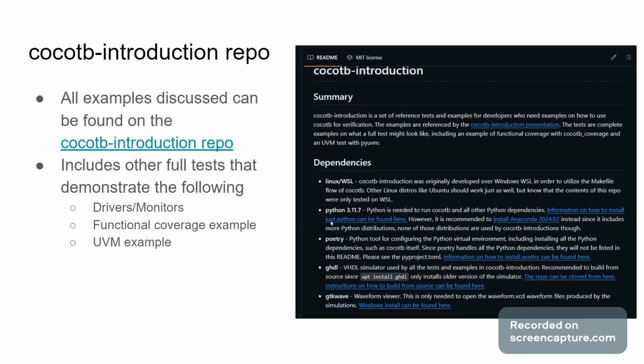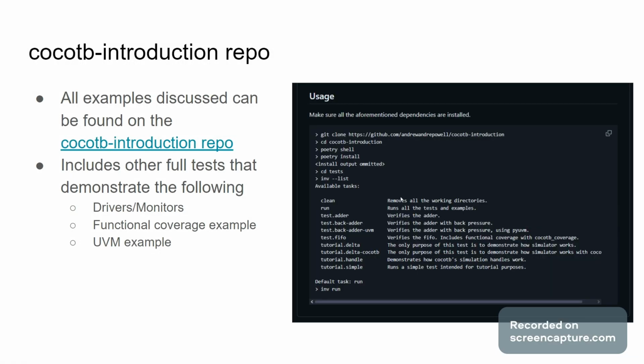I use Python 3.11.7, so you don't need all of Anaconda, but I do suggest getting Anaconda since it'll have everything that you can possibly need. Poetry is important because that's how I set up the virtual environment. Once you have Poetry installed, it's as simple as cloning down the repo, poetry shell, poetry install, and then it installs all the Python distributions that I used.